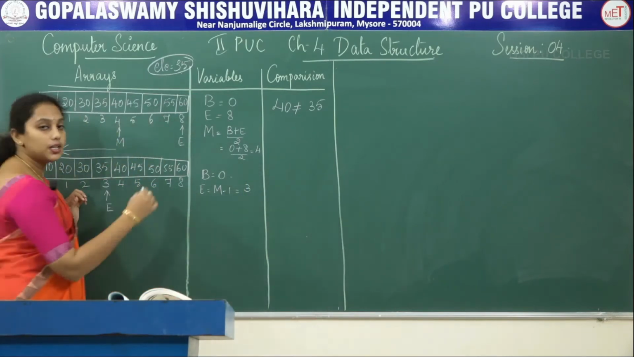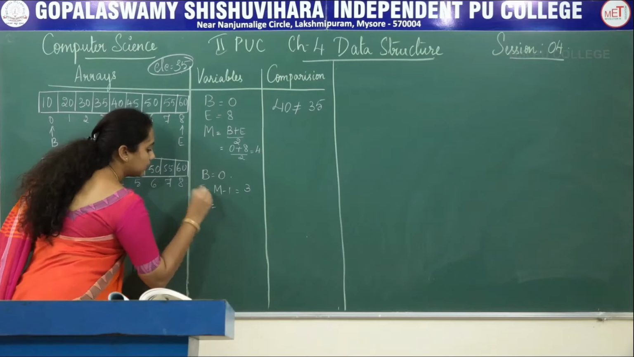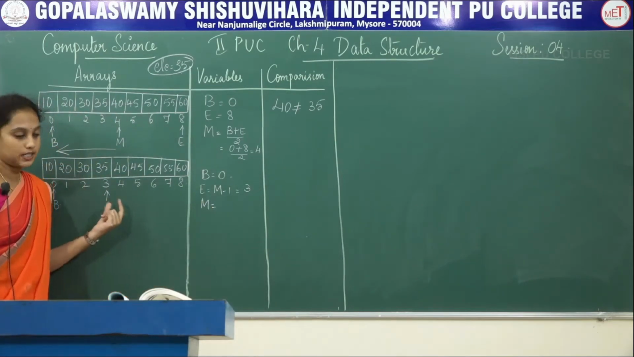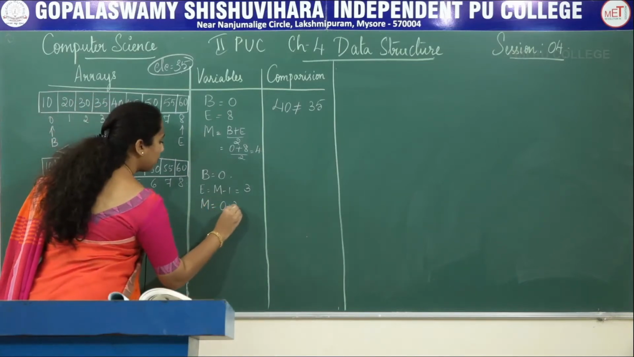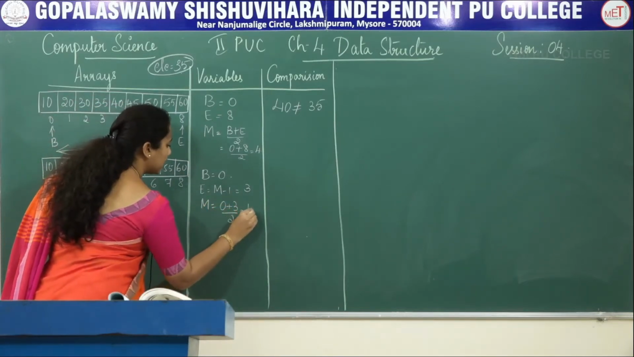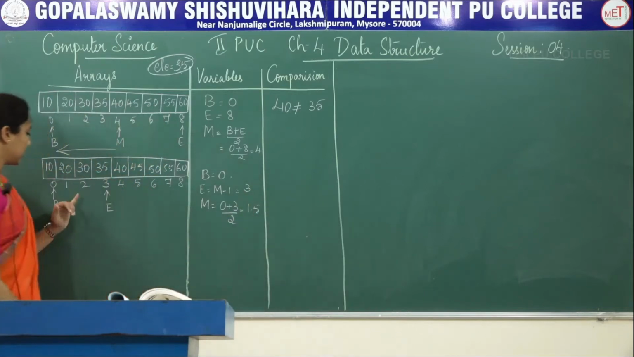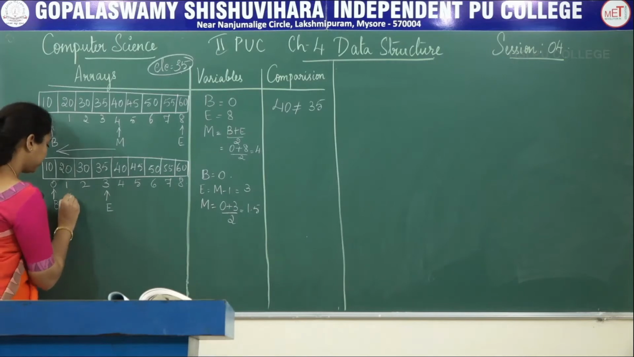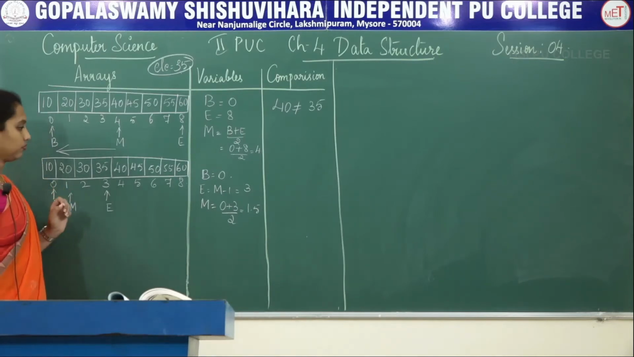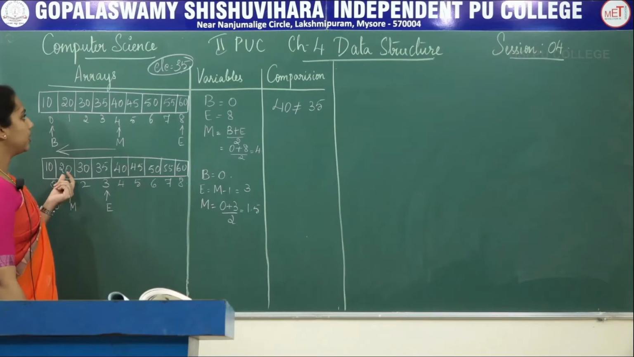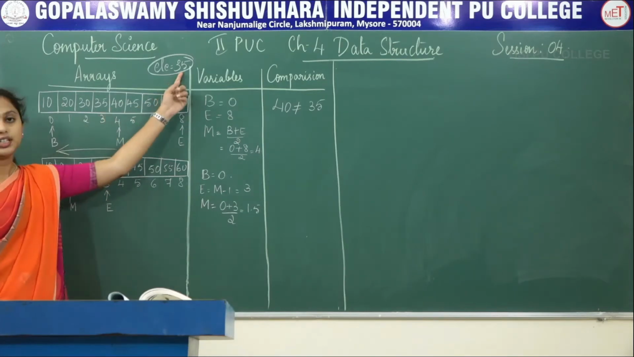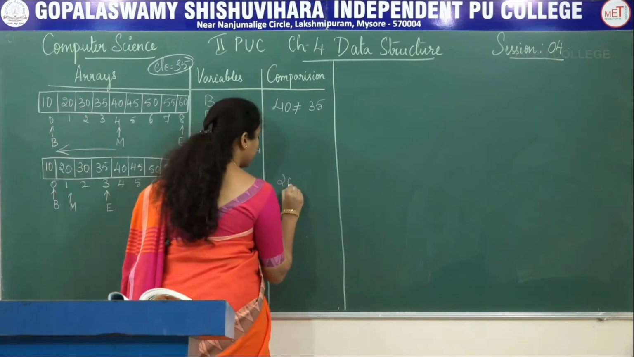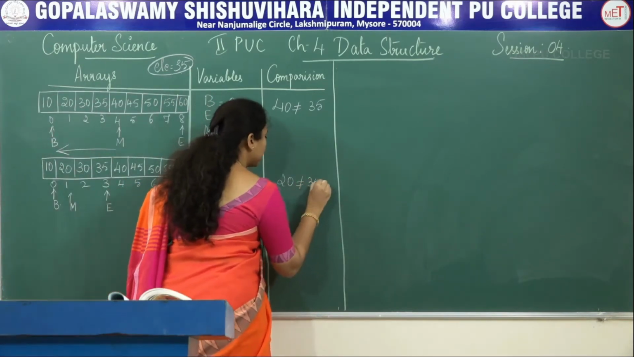Next, find the middle position. How to find the middle position? (0 plus 3) by 2, that is 1.5. So consider 1 as the middle element. Check whether 20 is equal to 35. 20 does not equal 35.